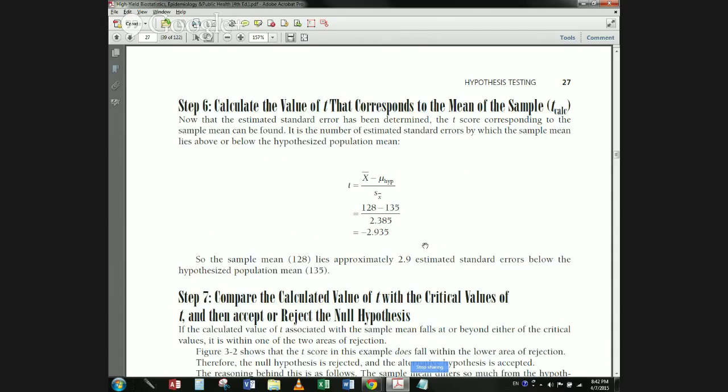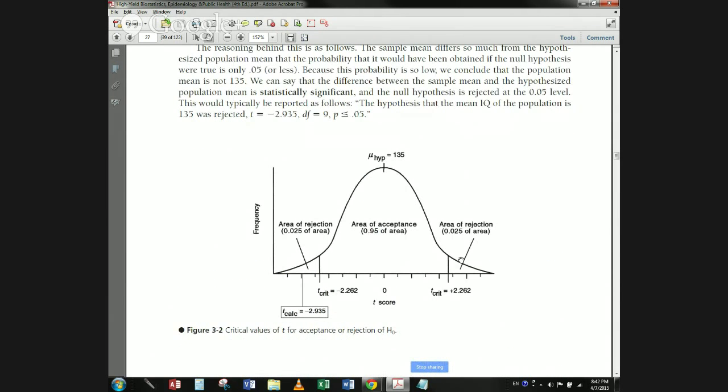So the t-score can be calculated by taking the mean and subtracting the hypothesized mu, and dividing that by S of x, and plugging in those numbers gives you negative 2.935. So the sample mean 128 lies approximately 2.9 estimated standard deviation errors, or standard errors, below the hypothesized population mean of 135.